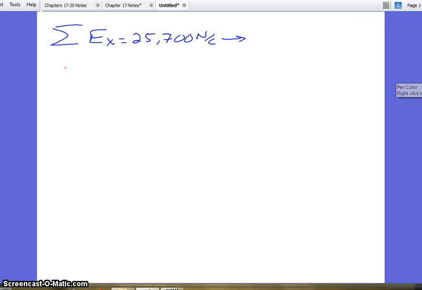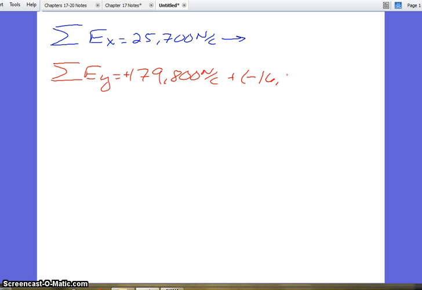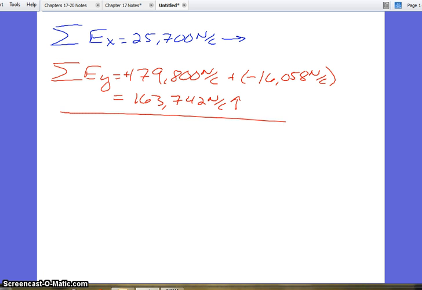So in the y direction, we'll find that total. We have 179,800 newtons per coulomb, which is up. That's positive. Plus, and this is negative because it's down, 16,058 newtons per coulomb. This gives us an overall total in the y direction of 163,742 newtons per coulomb, and the overall is positive, so it's up.